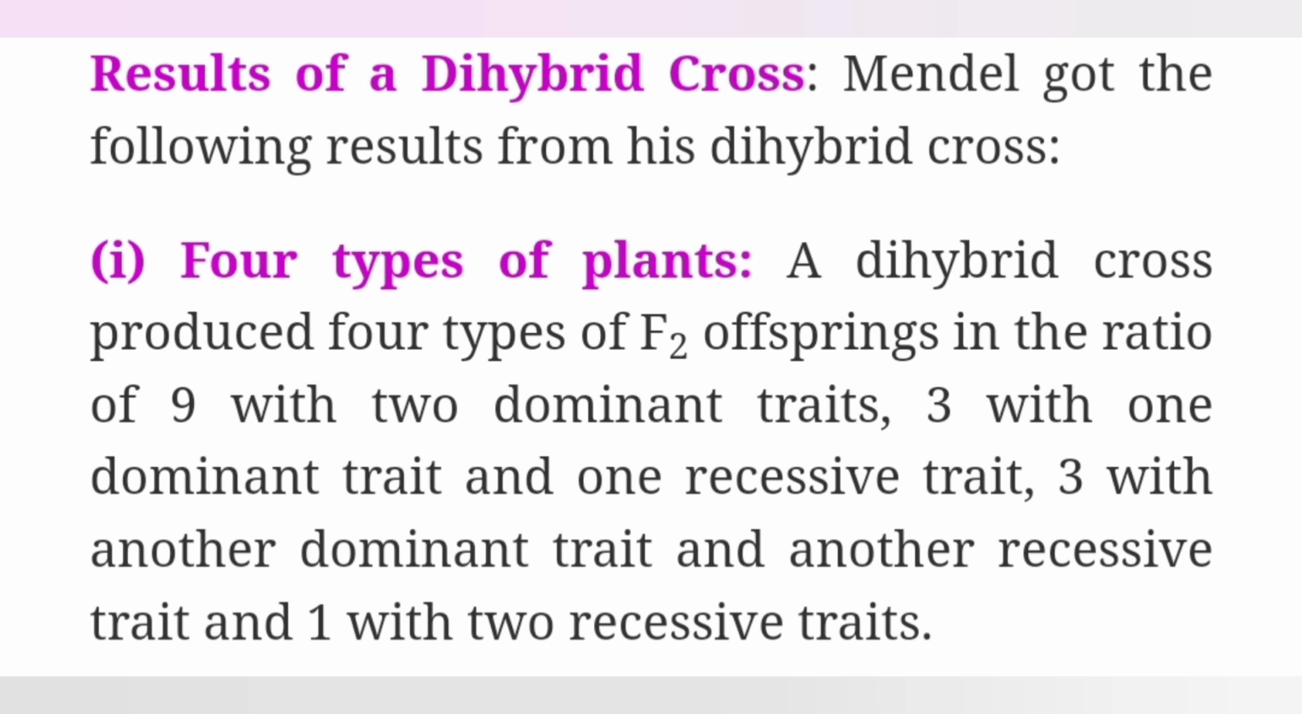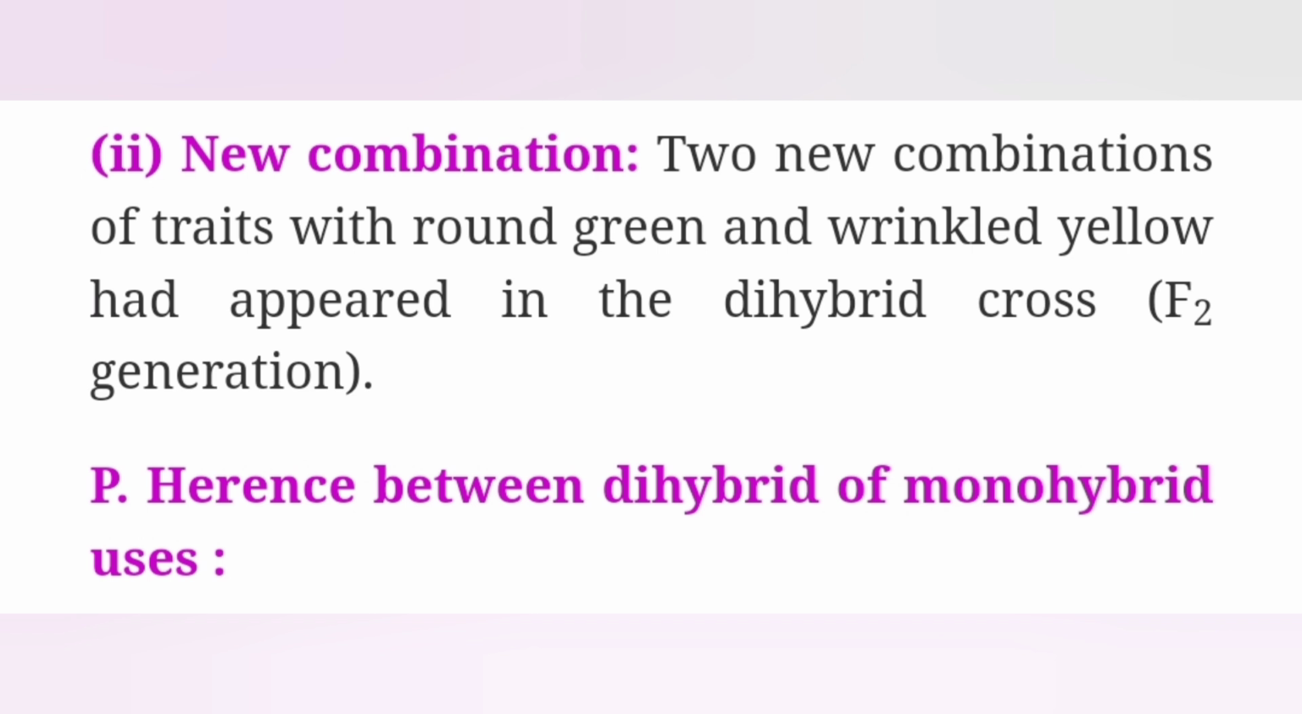Results of a dihybrid cross. Mendel got the following results from his dihybrid cross. First point, four types of plants. A dihybrid cross produces four types of F2 offspring in the ratio of 9 with two dominant traits, 3 with one dominant trait and one recessive trait, 3 with another dominant trait and another recessive trait, and 1 with two recessive traits. Second point, new combination.